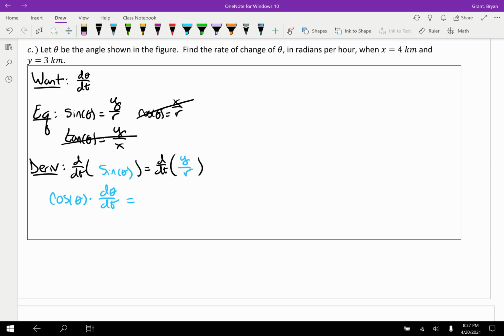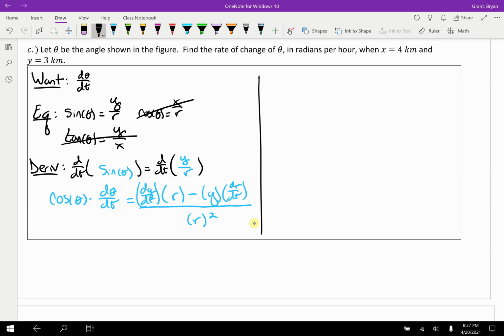Okay, so here's our derivative. We get dy dt, keep r the same, minus, keep y the same, dr dt, all divided by r squared. All right, let's do that evaluation piece.